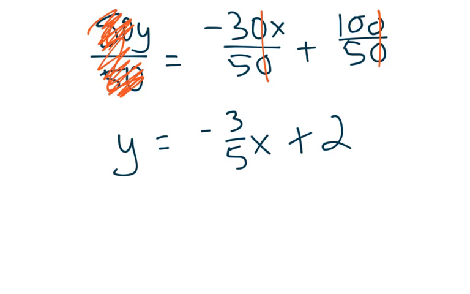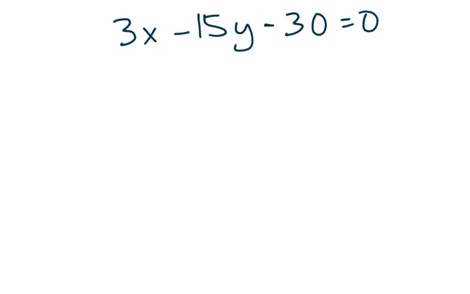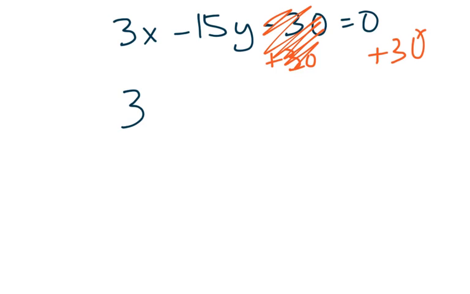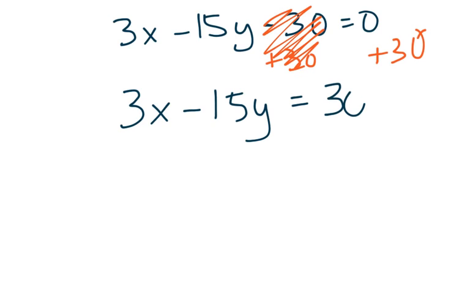Let's do the second equation. Alright, here's our second equation. Again, the first thing that I'm going to do is move this 30 over. And it's not going to be here anymore. And I'm going to get 3x minus 15y equals 30.